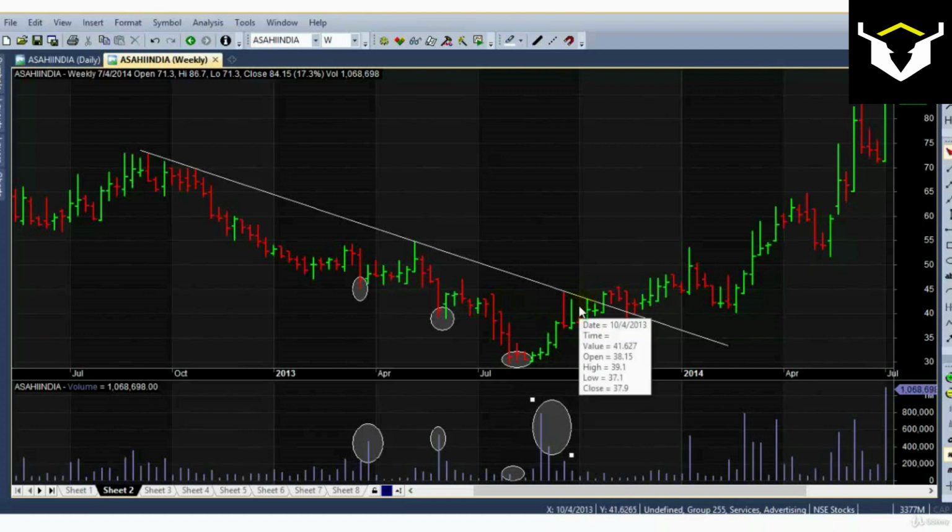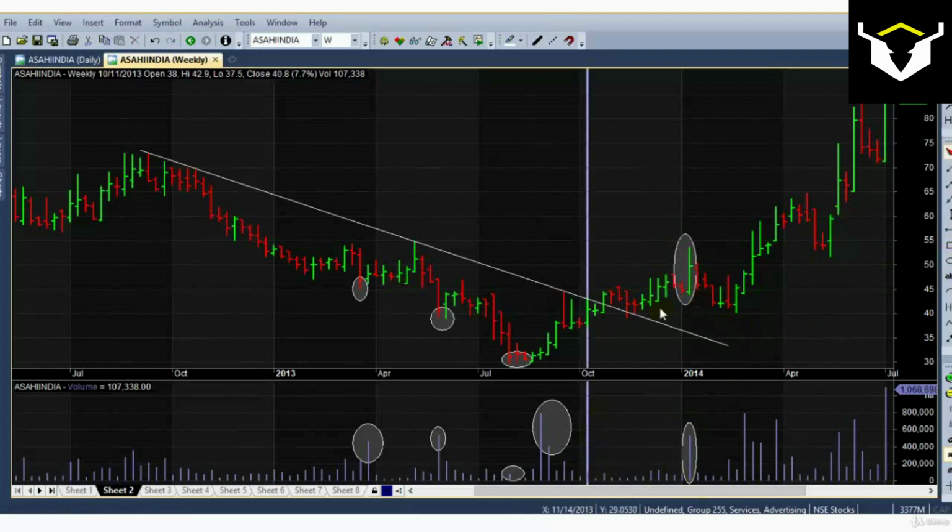Next signal, breaking of the trend line. And the third signal comes when you can see a spike bar accompanied by a spike in volume. So you have a positive spike bar accompanied by a spike in volume.